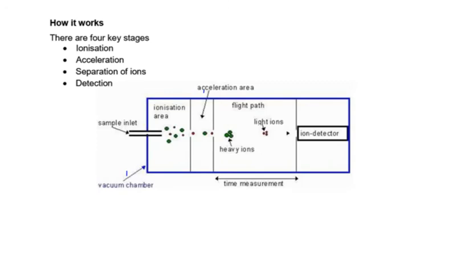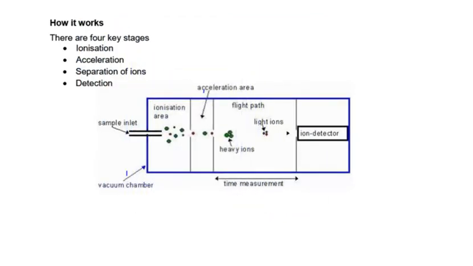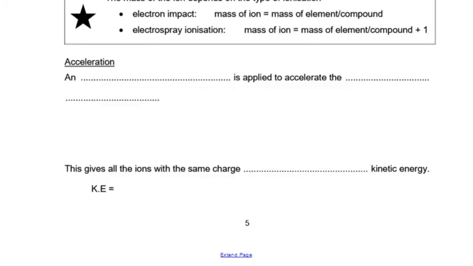So let's go to our second area now, our acceleration area, this area here. What's happening now? Well, we actually saw that acceleration at the end of our ionization. Remember, at the end of our ionization we had some negative plates, and those negative plates are going to be accelerating our positive ions, and they're going to give all of our positive ions the same kinetic energy. So we have that electric field, and it's going to accelerate our positive ions and give them all the same kinetic energy. So we'll just fill in those gaps.